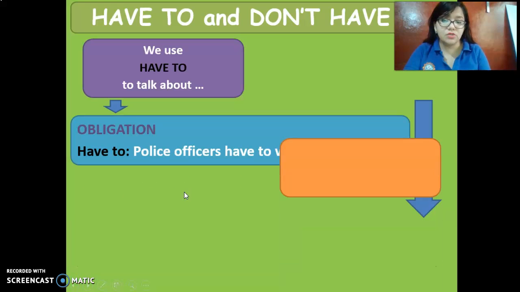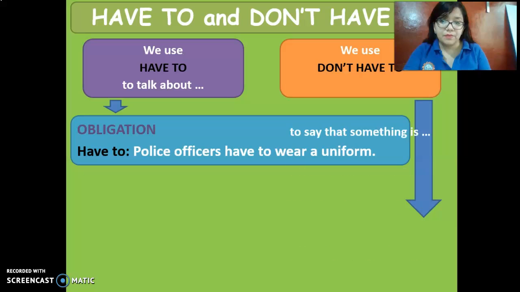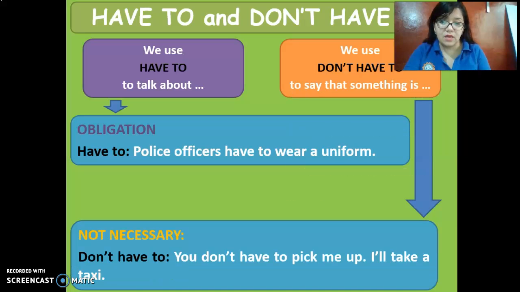Okay. Now let's review have to. We use have to talk about obligation. Have to. Police officers have to wear a uniform. It's necessary and very important. Don't have to. You don't have to pick me up. I will take a taxi.